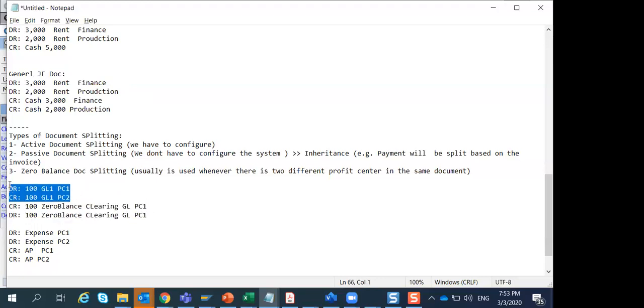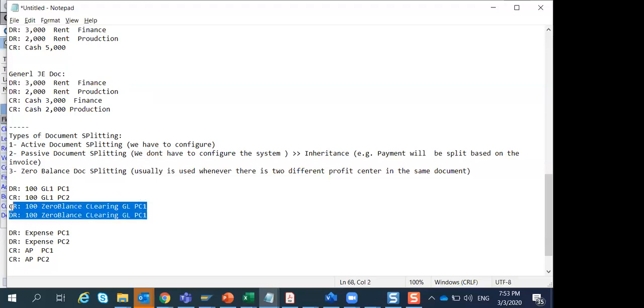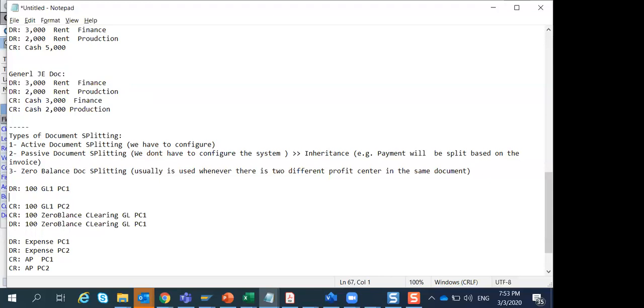So this is the document before splitting. After splitting, it is going to add two line items. Imagine you have multiple line items. It's easy. You have $200 here with GL1 and profit center one, just to keep it varied. You have 100 and 200. So imagine you have debit, debit, and credit $300. Imagine you have this one now.